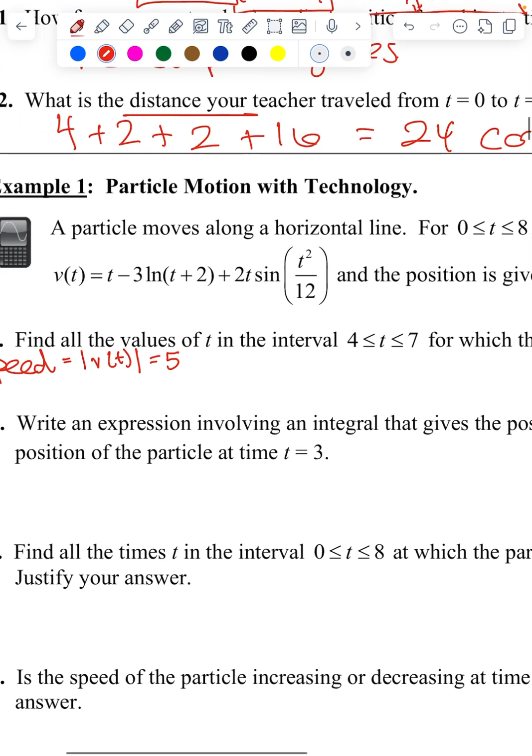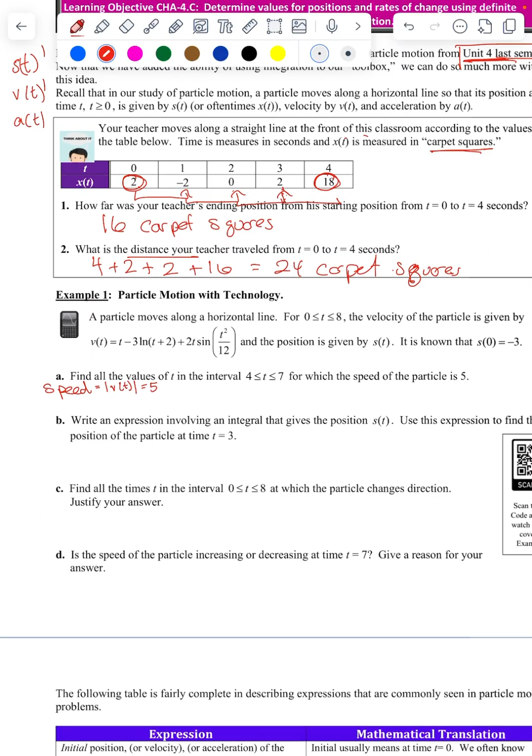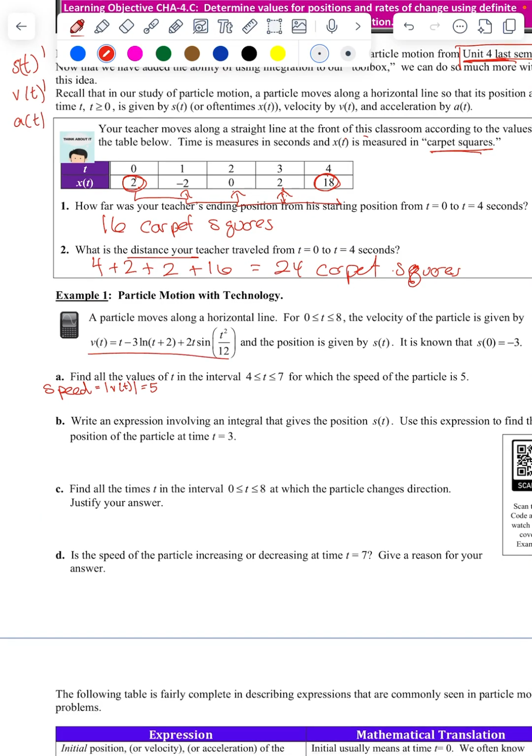Well, according to the problem, a particle moves along a horizontal line from 0 to 8. The velocity is given by the following function, and the position is given by s of t. It is known that an initial condition for the position function is 0, -3. Well, we have the velocity function, and all you have to do is take that velocity function, take the absolute value of it, and set it equal to 5.